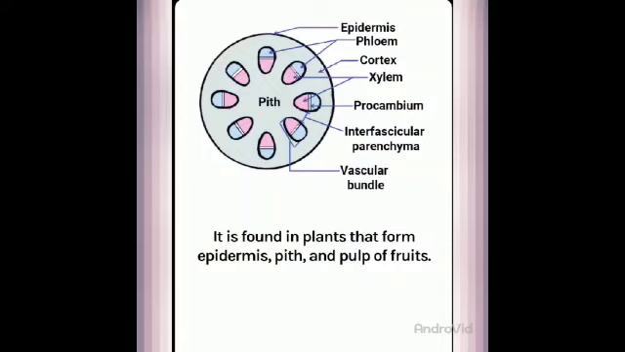Pink color is showing the xylem. The blue portion is showing the phloem portion. And the outermost structure is called cortex. The combination of xylem and phloem is called vascular bundle. And between these vascular bundles, one ring or one tissue is found. This is called interfascicular parenchyma.